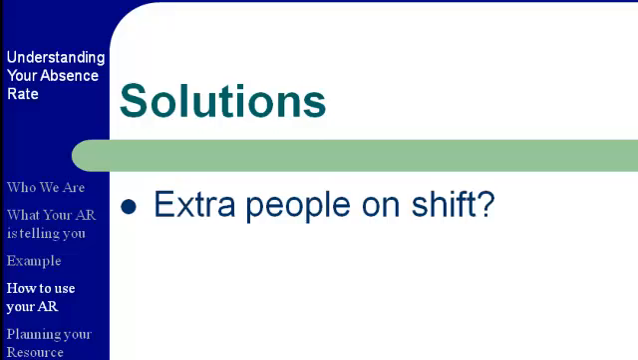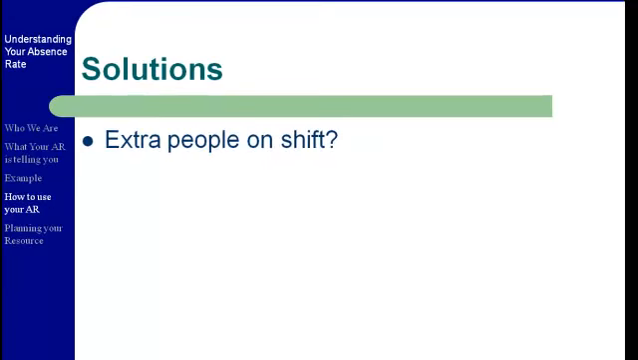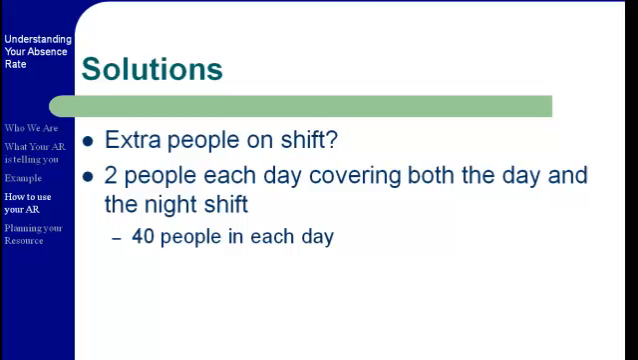You have 1 cover person on each shift. However, you need to find something for them to do when they are not needed. Alternatively, you could consider what would happen if they could cover both the day and the night shift. Then you would have 2 people on cover per day. So each day you would have 40 people coming in to work. 2 of them don't know if they will be working the day or the night shift.